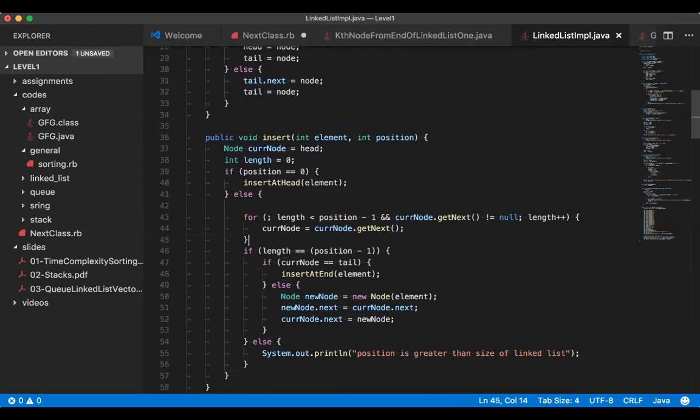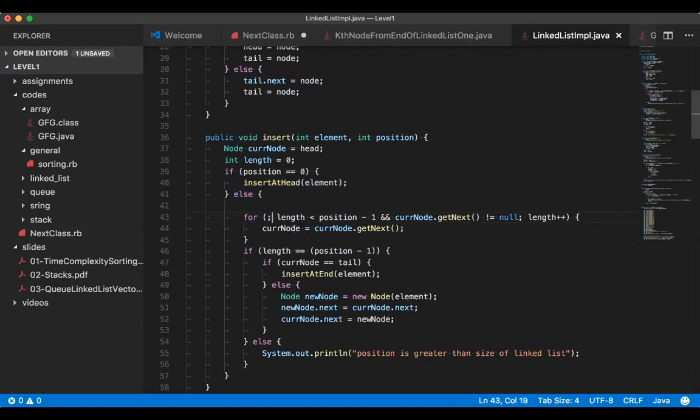Current node is equal to head. Then position is equal to 0, length is equal to 0. If position is equal to 0, then insert at head. I mean, we don't have to handle it separately. We could have handled it in a simple loop only, but okay. So, for length less than position minus 1.